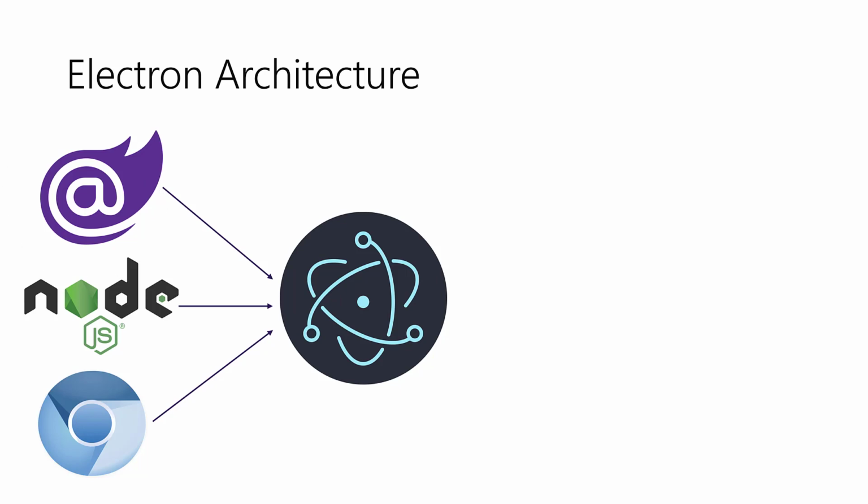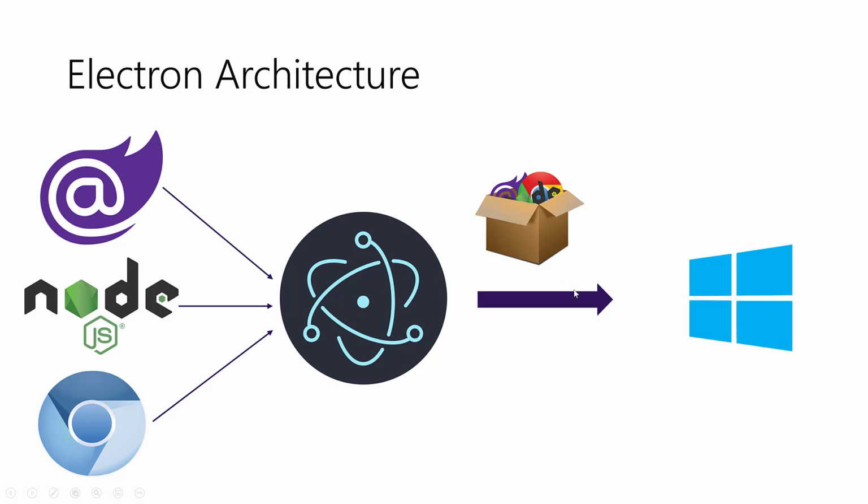Electron ships all these three types of applications or frameworks together and packages them inside one executable application that can be served for all the platforms: Windows, macOS, and Linux. Because .NET Core can run across the platforms also, we can publish our Blazor application as standalone, so the client doesn't need to download the .NET Core runtime, because the standalone version has all the DLLs required to run the application.